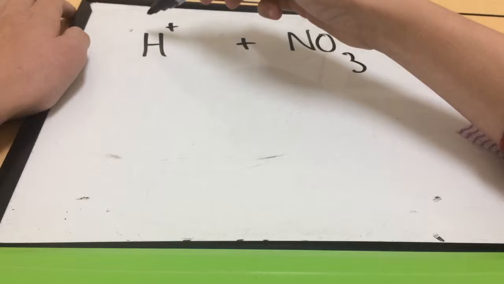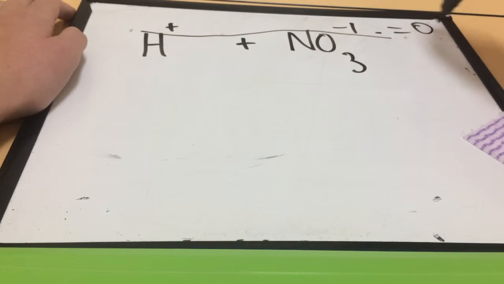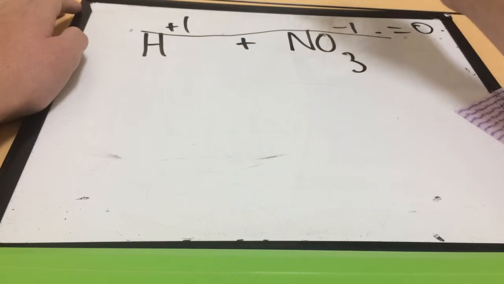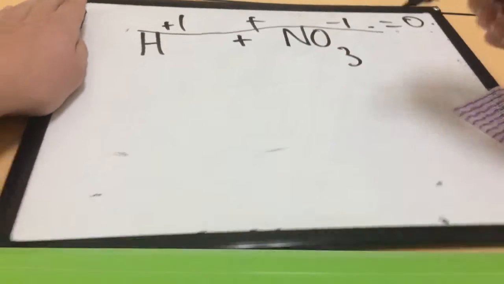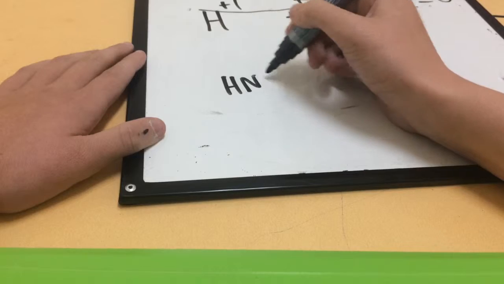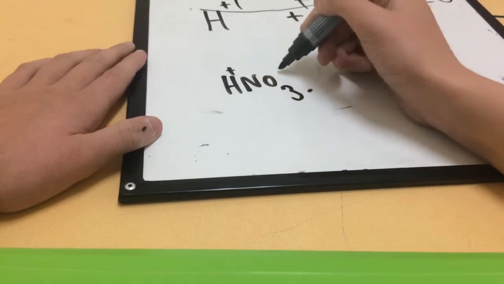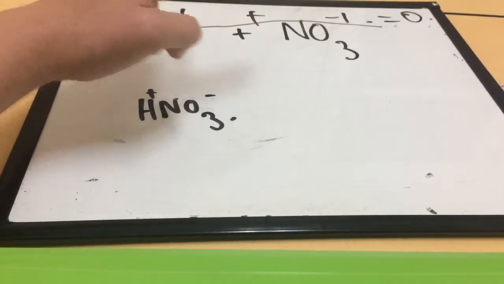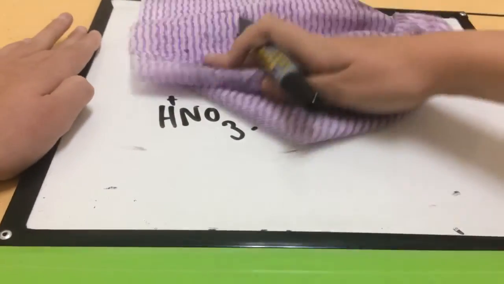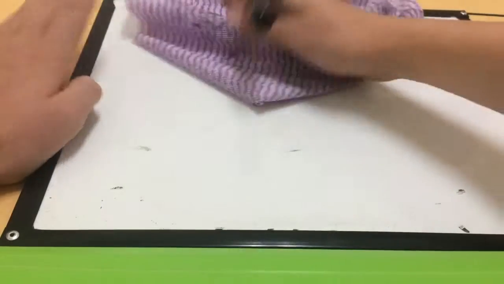So basically you want all these charges on the top to equal 0. Does +1 plus -1 equal 0? +1 minus 1 is 0. So that is just going to be one of each, plus, minus, because +1 minus 1 equals 0. You want to have 0 electrons flowing around, essentially.